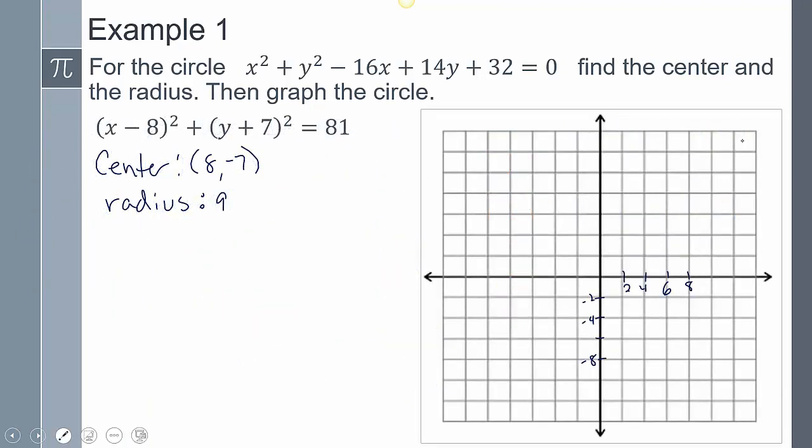So now we're going to take that information and plot it on the graph. My center, (8, −7). My radius is going to be 9, so I'm going to go 9 points in every single direction. And so being able to draw that circle in, that's going to be my answer.